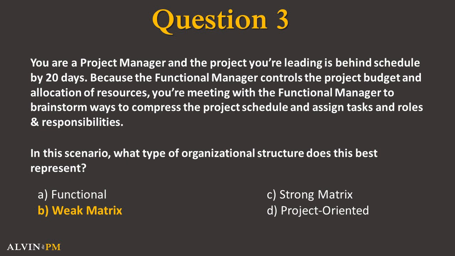When you're reviewing this question, what is the key word that immediately pops out to you? In this question, it's explicitly stated that the functional manager controls the project budget as well as how resources are allocated. These two key phrases indicate that the organizational structure is a weak matrix, since the project manager has very little authority to influence resources, nor the authority to significantly control the budget and the expenses on the project.